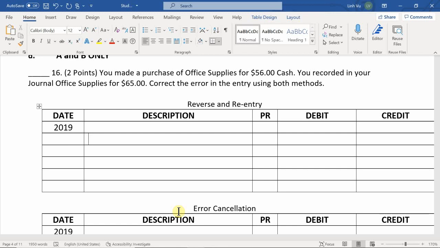So you pay cash, right? $65. Yes, but I already did that. I'm telling you to fix it because I already made the mistake and I recognized it. So how do I use the reverse and reentry to fix this journal entry? I've already done it. So I don't need to redo it again.